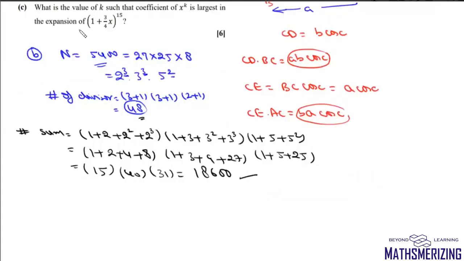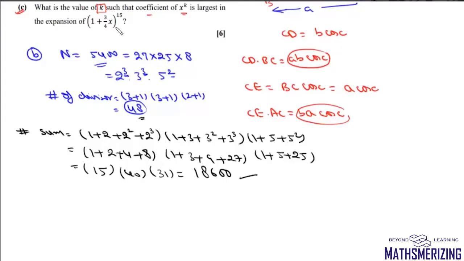Now question number C is, what is the value of k such that the coefficient of x to the power k is largest in the expansion of (1 plus 3 by 4 x) to the power 15. Now here we are not talking about the binomial coefficient. We are talking about the coefficient of x to the power k, which will include this 3 by 4. So here we'll use the shortcut method to find the numerically greatest term. We have already discussed the numerically greatest term in the binomial theorem, so I'll provide the link to that shortcut video in the description below.